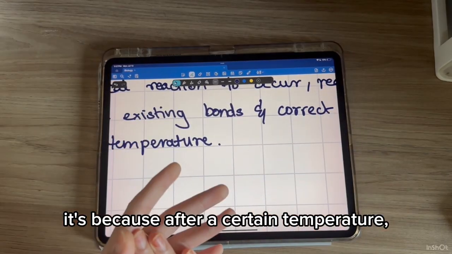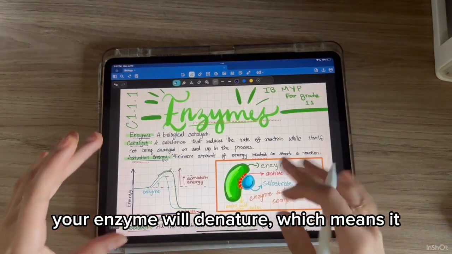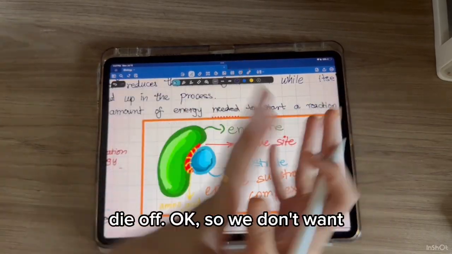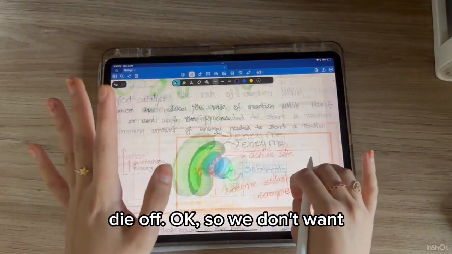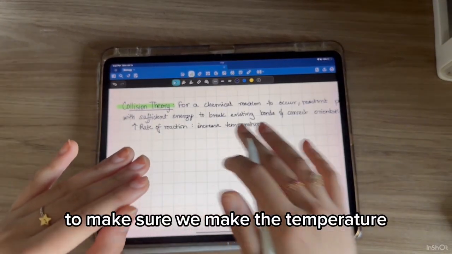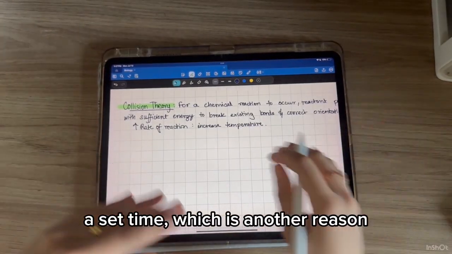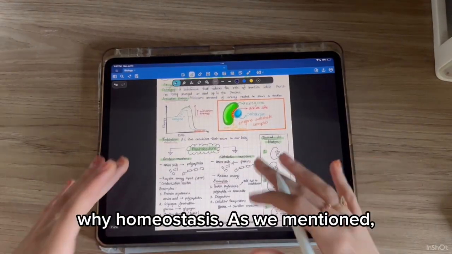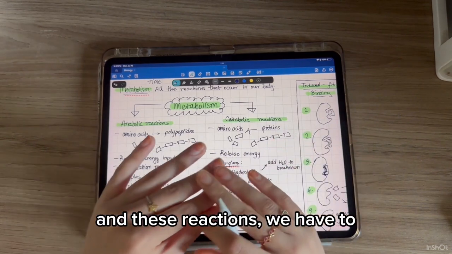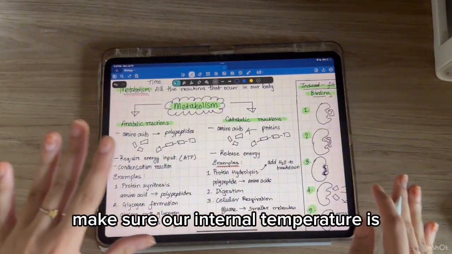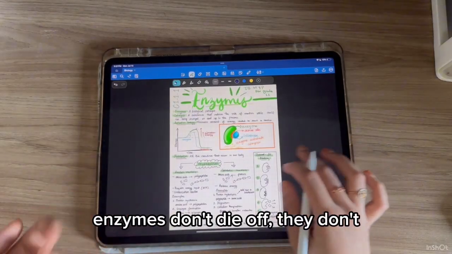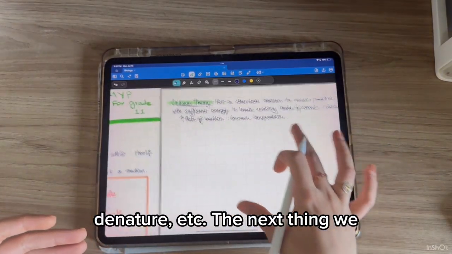So what they said about going up to the point where denaturation becomes important is because after a certain temperature, your enzyme will denature, which means it will change shape and it will just die off. Okay, so we don't want it to denature, right? So we need to make sure we keep the temperature set, which is another reason for homeostasis, as we mentioned. We have to make sure our internal temperature is stable, to make sure our enzymes don't denature, etc.